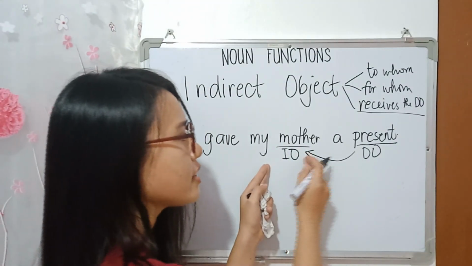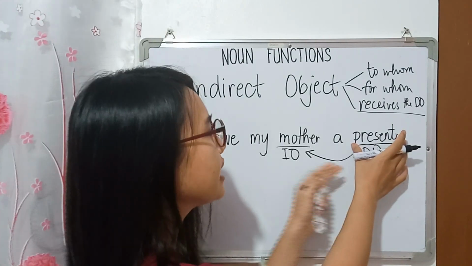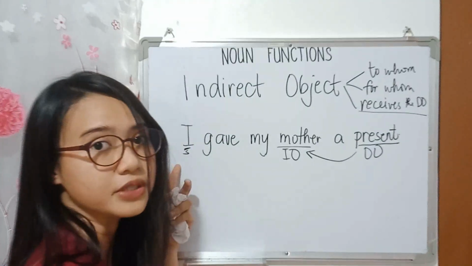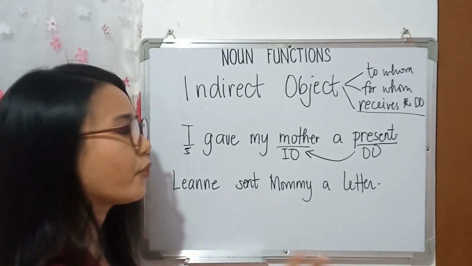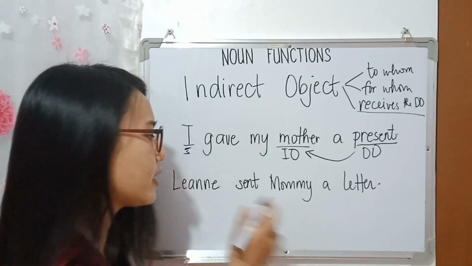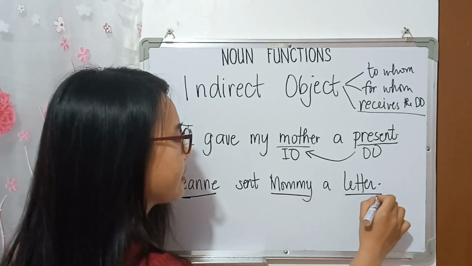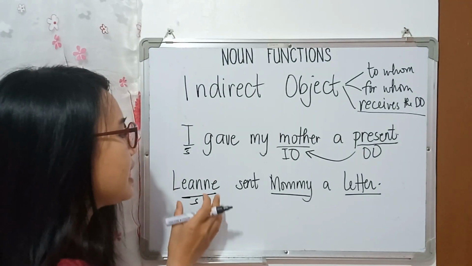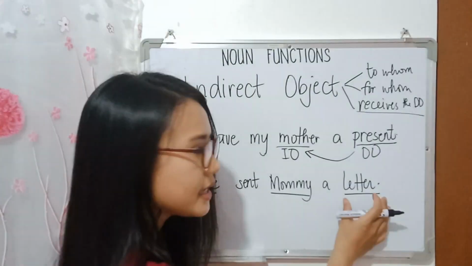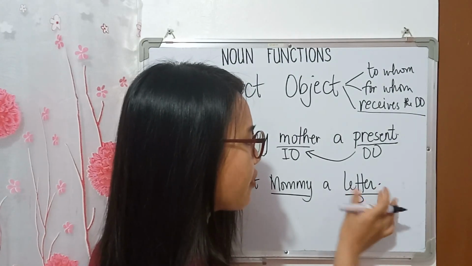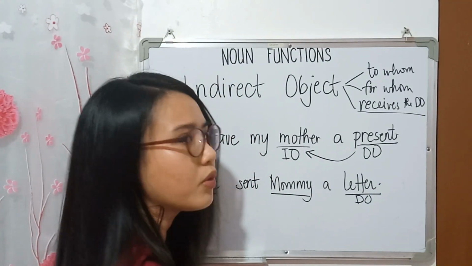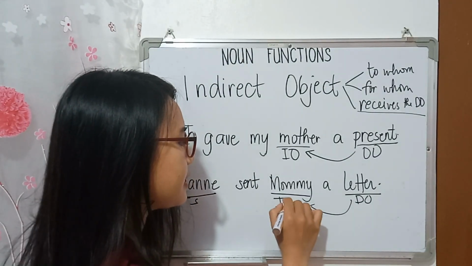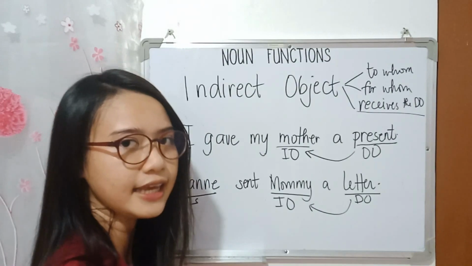Again, mother here receives the direct object present, and it answers the question, for whom is the present given by the subject? In our second sentence, we have 1, 2, 3 nouns. Lian, mommy, letter. Now, Lian is our subject, a noun functioning as a subject. Lian sent what? A letter. This is a noun functioning as a direct object. Now, who received the direct object here? Mommy. Therefore, mommy is a noun functioning as an indirect object.